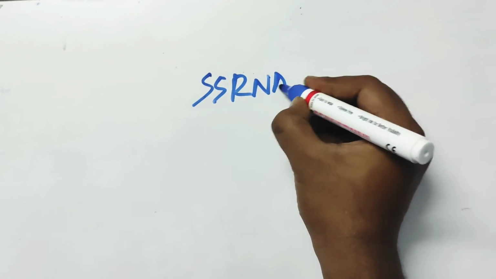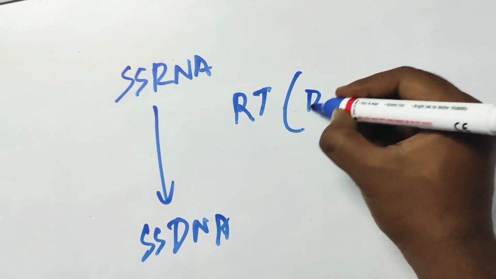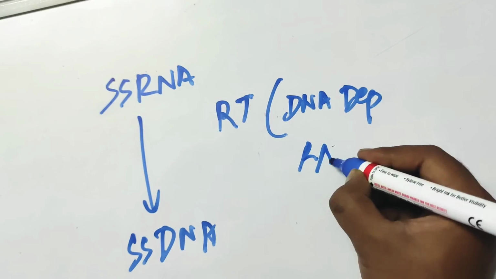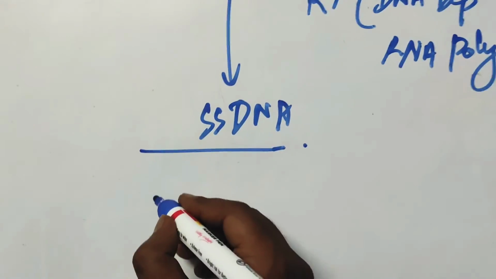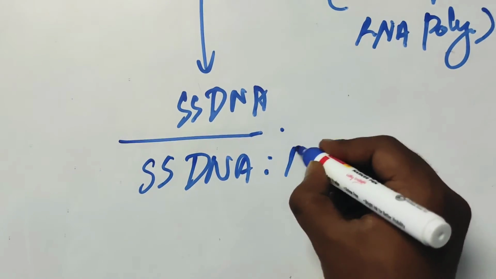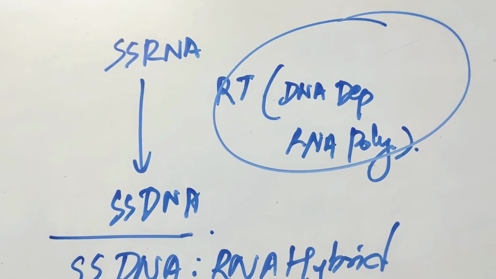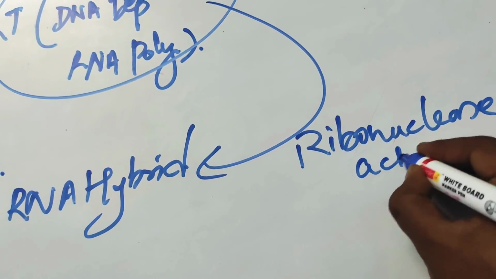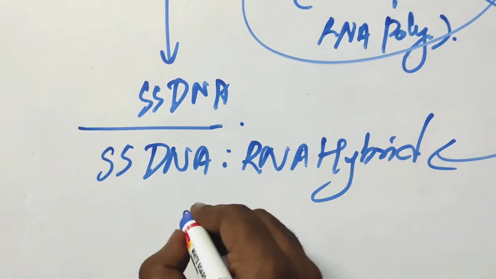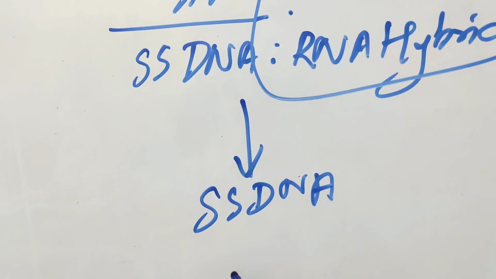Viruses like HIV are replicated by the reverse transcriptase method. Single-stranded RNA is converted into single-stranded DNA by reverse transcriptase enzyme, with DNA-dependent RNA polymerase. This is not formed directly as single-stranded DNA, but as a single-stranded DNA-RNA hybrid. This reverse transcriptase enzyme also has ribonuclease activity, which takes away this RNA hybrid. So single-stranded DNA is formed.